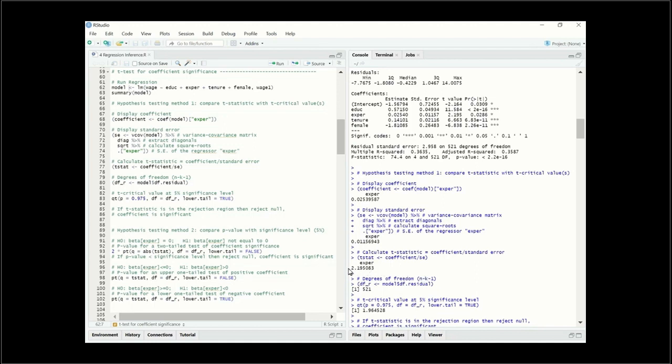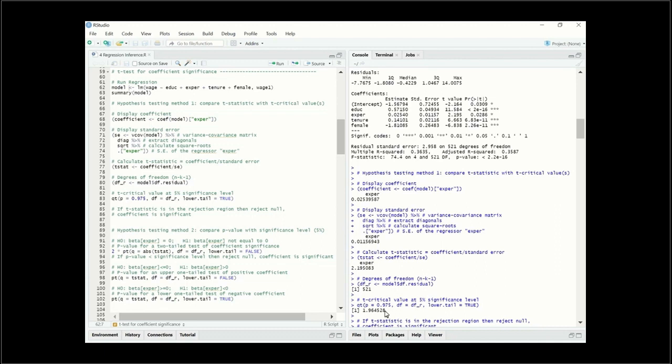we're going to be comparing this test statistic here to the t critical value. And so here we see that 2.19 is outside of the t critical value of 1.96. So therefore, we would be rejecting the null, and we would be finding that the coefficient is significant.